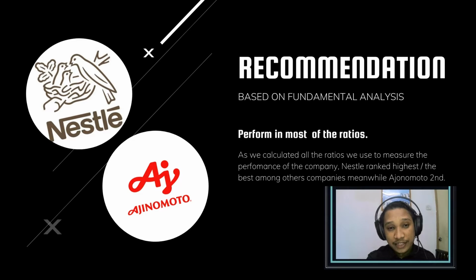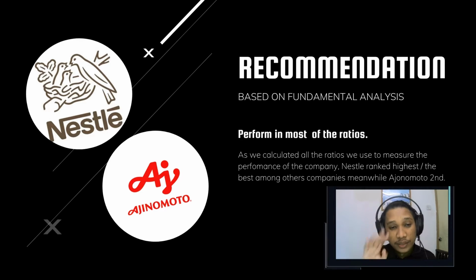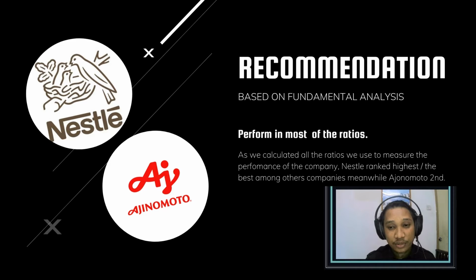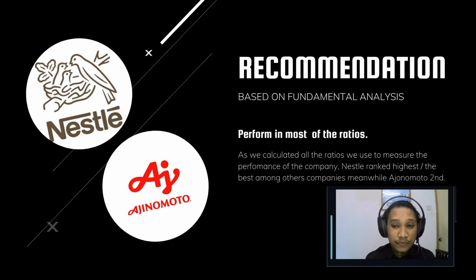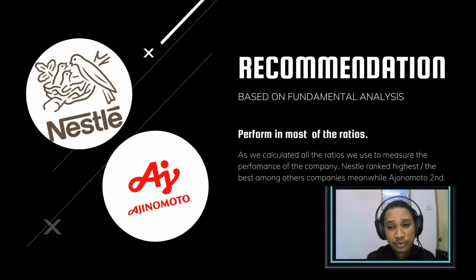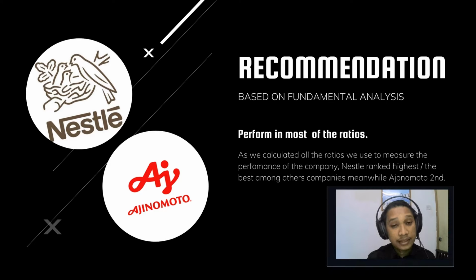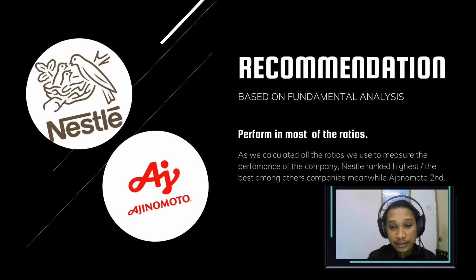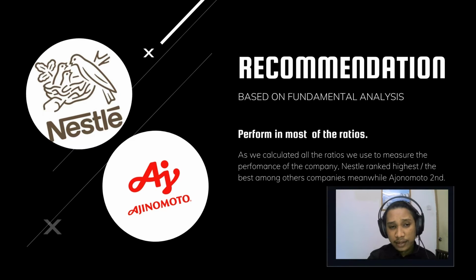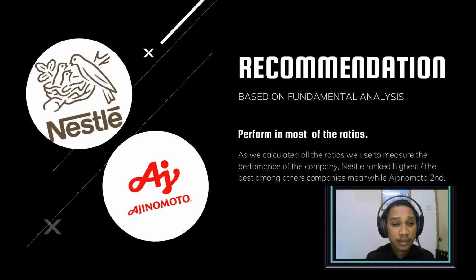For the recommendation based on fundamental analysis, we're going to be looking at 2 stocks out of 4, which are Nestle and Ajinomoto. Nestle is the best performing in terms of most of the ratios. As we calculated all the ratios we used to measure the performance of the company, Nestle ranked the highest among the companies, meanwhile Ajinomoto is second. We found that Nestle is the best performing in terms of return on asset, return on equity, dividend per share, and dividend payout ratio from the year 2016 until 2020 compared to the other companies.